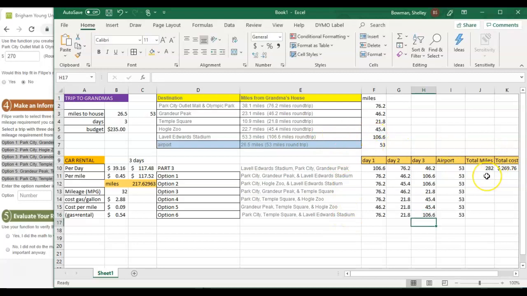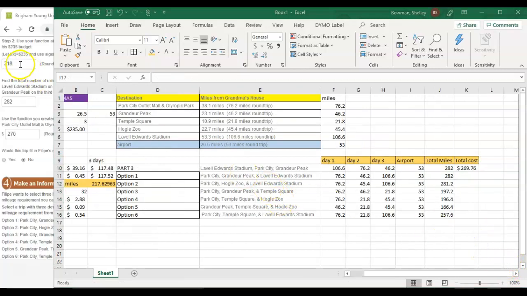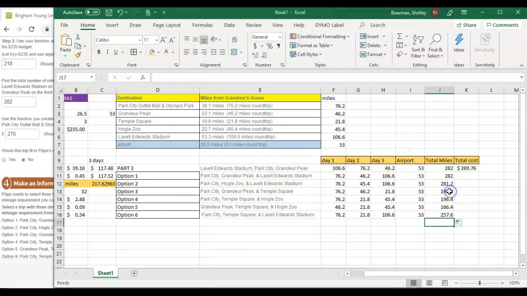And then I want to find the total number of miles. Because I already did this for part 3, and this sum is adding everything to the left of this, I could just click and drag to find the total number of miles. Then I need to compare this to the total number of miles that he can drive and still stay within his $235 budget, which we found in step 3 to be 218 miles. Over here, I have several options that stay within that. Looks like these 3 are the only options that fit.